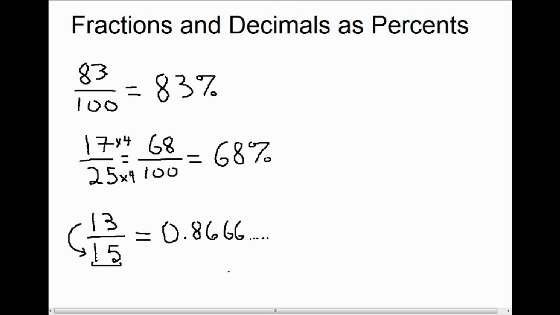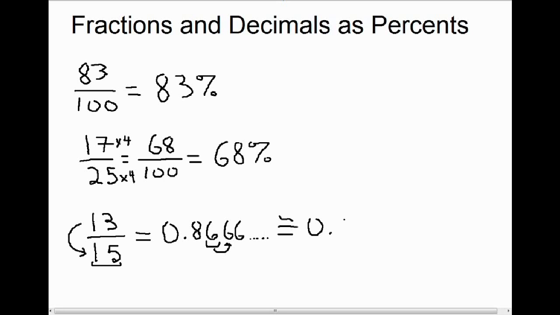So most of the time with percents, we're going to be rounding, and usually we're going to round to the nearest hundredth, the second decimal place. So we're going to look at the first place to the right. There we have a 6, so we're going to round up. So if we round that, that rounds to 0.87.